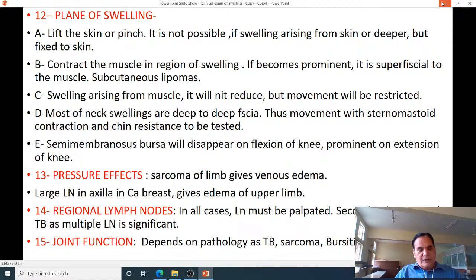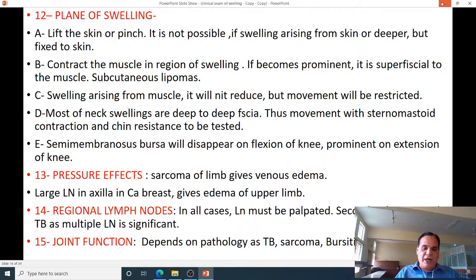Now the pressure effects. Pressure means whether the swelling is giving pressure to the periphery. Sarcoma, venous edema. A large axillary lymph node in CA breast will cause edema of the upper limb. Okay, it is what is called cancer en cuirasse, where it is the most painful lipodermatosclerosis of the upper extremity because of a secondary from CA breast. It is inoperable and unfortunately a very painful condition. Then you must see regional lymph nodes.